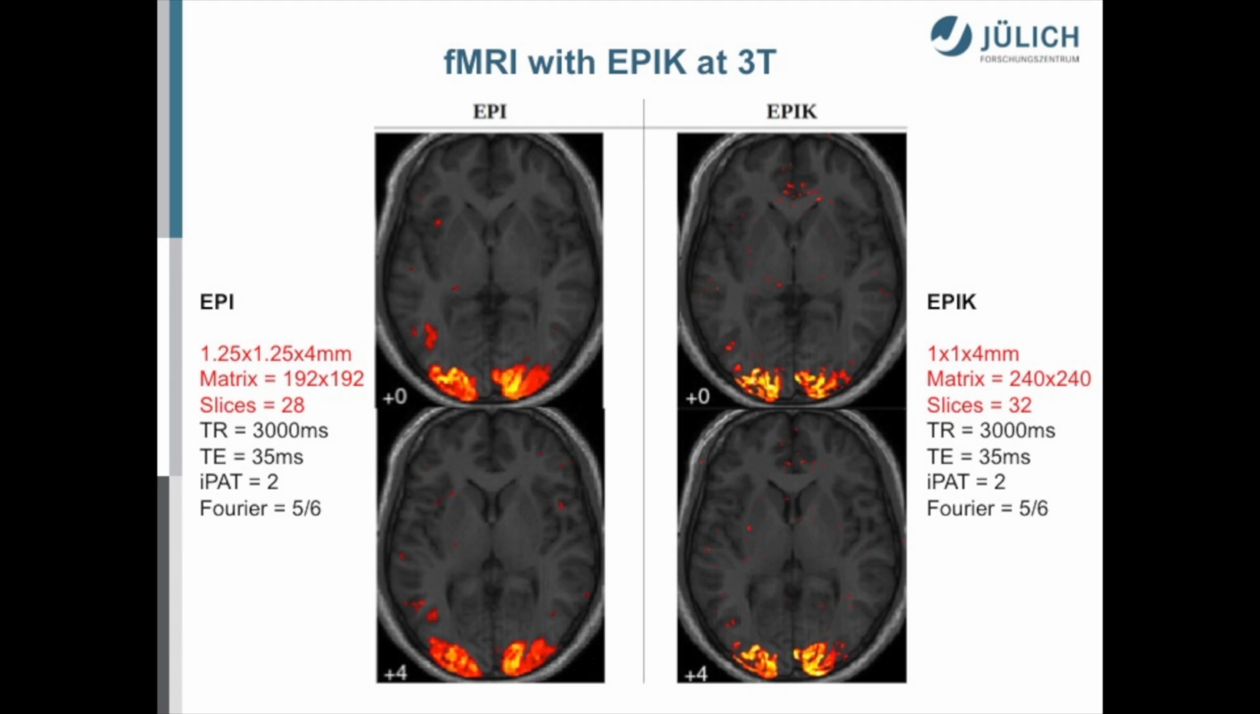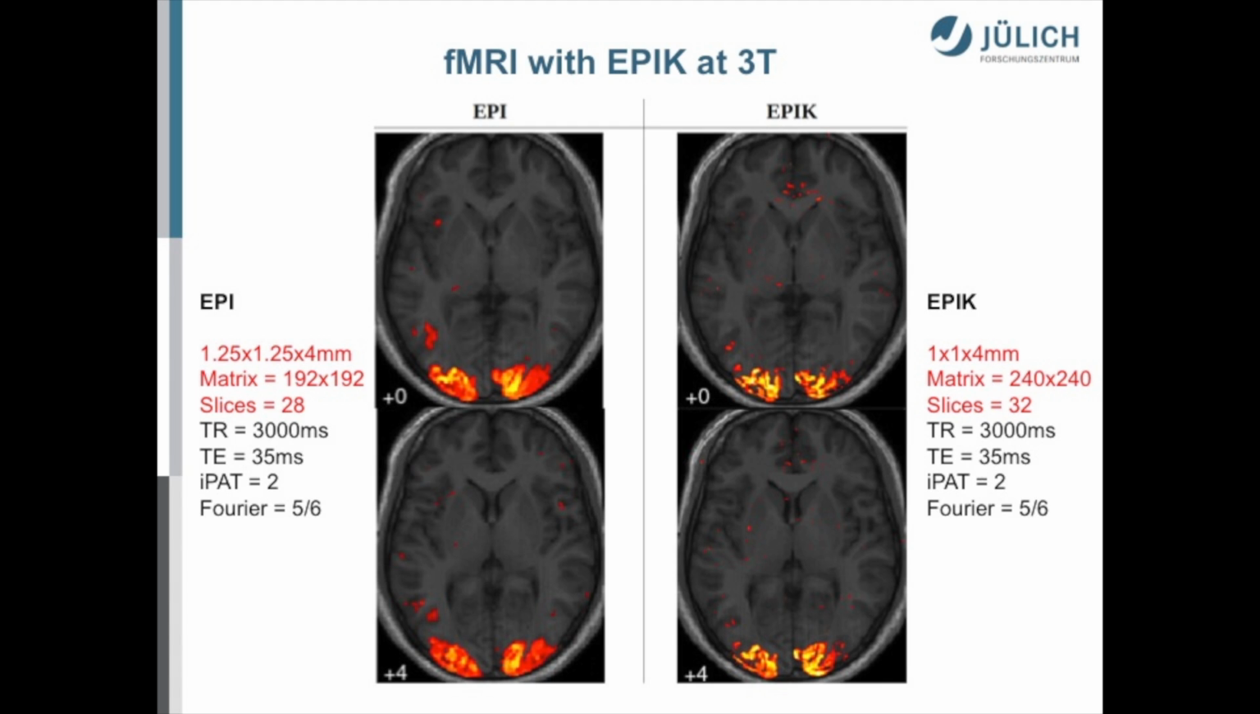These are now 3 Tesla results acquired actually just a few weeks ago. We really want to push the resolution. 1.25 millimeter EPI, 4 millimeter slice thickness. Only 28 slices are possible in this repetition time. And you see visual activation, but it's not as good as if you do it with EPIC, where you have a higher resolution, 1 by 1, and you can, in that time, acquire 32 slices. And you see the activation is following the gyri to some extent, even at 3 Tesla.